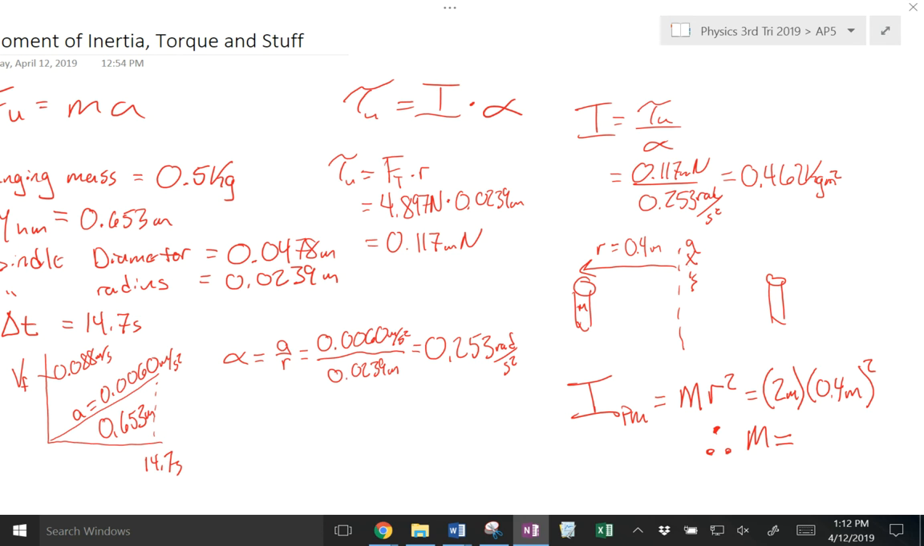So when I'm setting this up, when you have an object that can be thought of as just a point mass some distance from the axis of rotation, like that's what this represents, the moment of inertia is just the mass times its distance from the axis squared, mr squared. That's the moment of inertia point mass there, IPM. Again, there's two of them. So I'm just saying 2m times 0.4 squared, because 0.4 is how far they are from the axis of rotation. So we solve it out for m, and what are you going to get there?